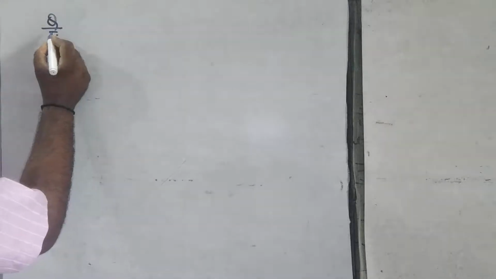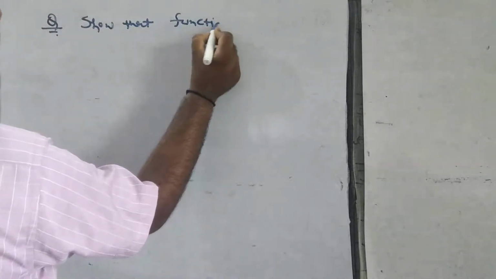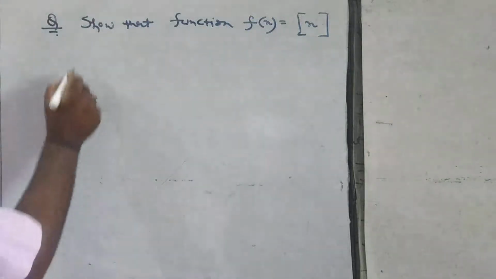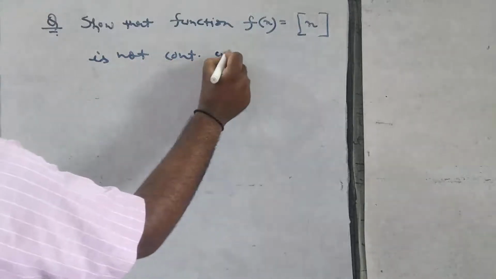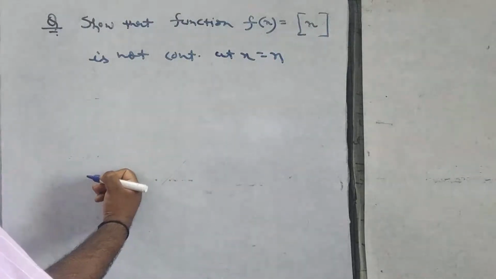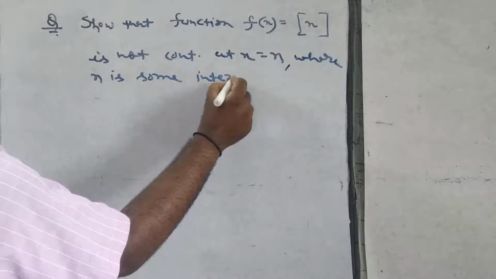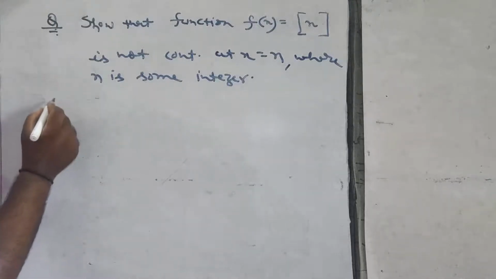Now let us take another example. The function f(x) is equal to the greatest integer function, which is not continuous at x is equal to n, where n is some integer. Solution.